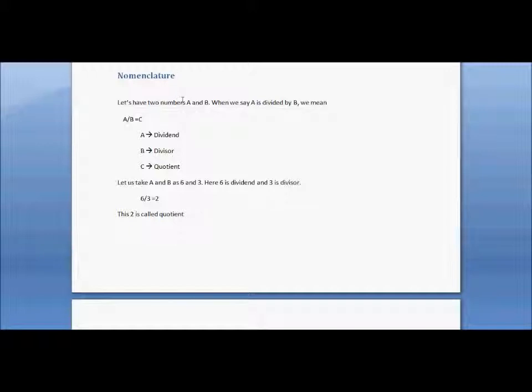So let's have two numbers a and b. When we say a is divided by b and gives c, what do we mean? We say that a is the dividend, b is the divisor, and c is the quotient, right? So this is the basic nomenclature. Let's take an example to understand it. Let a and b be 6 and 3. So here 6 would be the dividend and 3 would be the divisor. And when we divide 6 by 3, what we get is 2, and 2 is called the quotient.